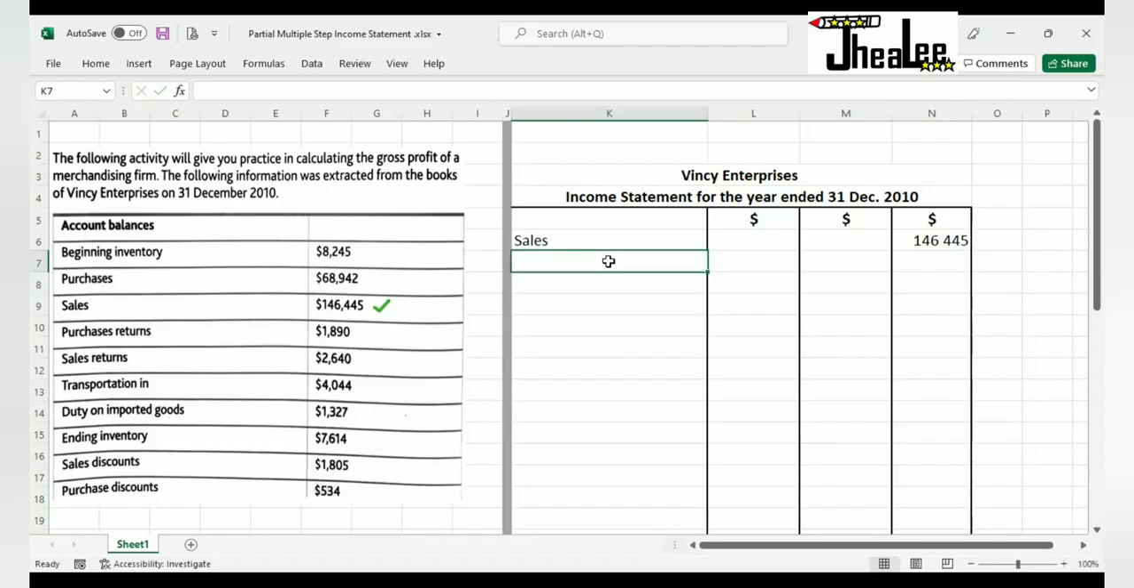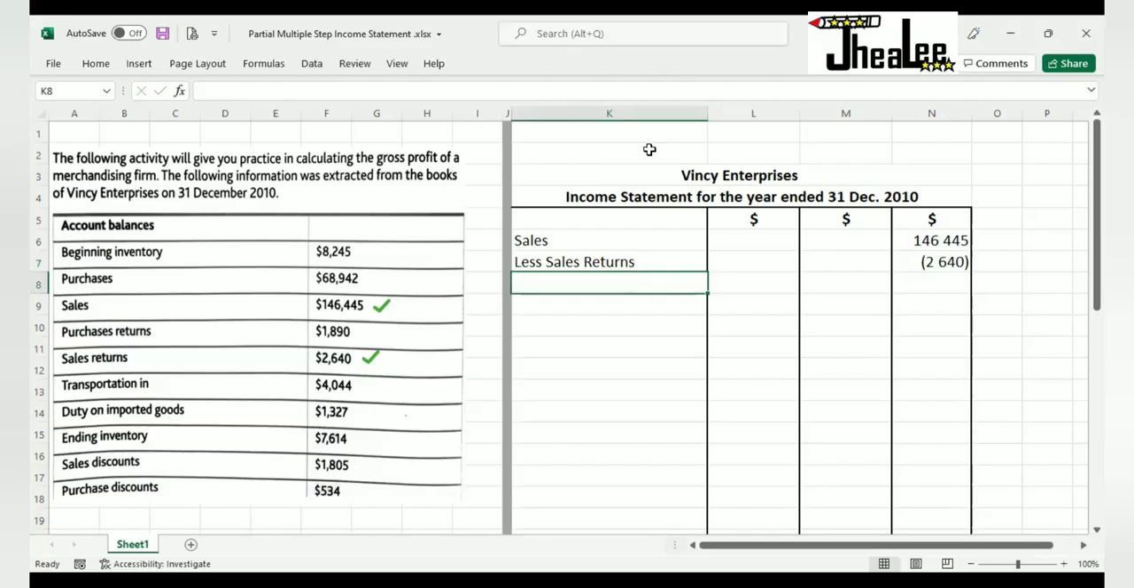Our next step is that you're going to look for your sales returns. Yes, you're used to this. So we're going to deduct sales returns. And remember, sales returns is the same thing as returns inwards, and that causes a reduction in sales. So hence we have to subtract that. Let's check in the question for the value for sales returns, and that is $2,640. We are going to record that. And of course, you can put this in brackets to indicate that you are subtracting.